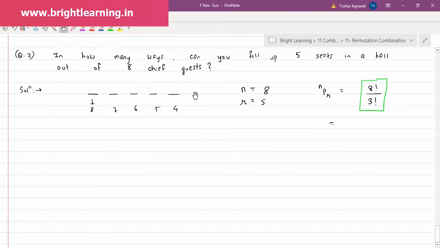The combination approach was, see, out of 8 chief guests, I will first pick up 5, any 5 of my choice. Once I have picked that team of 5 chief guests, I will arrange them, and then I will be done with that team. Then I will pick up another team of 5 chief guests and arrange them. Their arrangement will be the same.